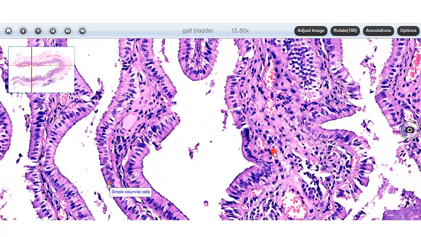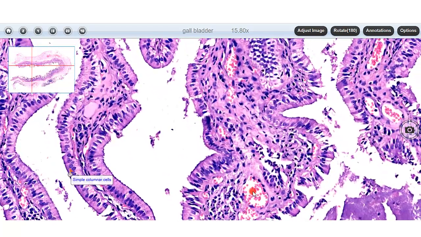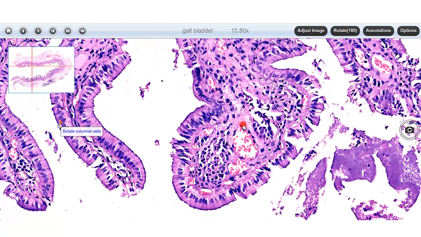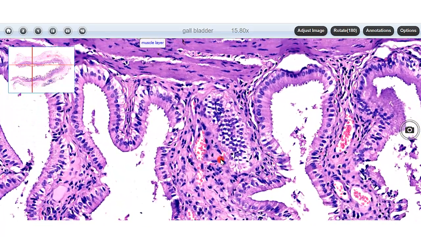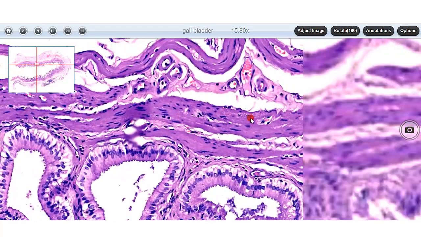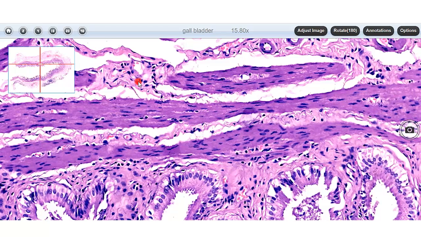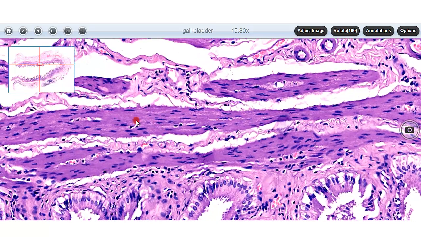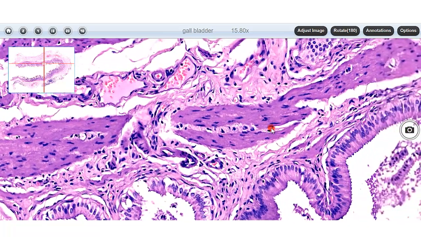Beneath the mucosal lining, there is lamina propria. This is the lamina propria. It has loose connective tissue, blood vessels, and lymphocytes. Then there is this muscle layer or the fibromuscular layer, which has collagen fibers and smooth muscle fibers arranged haphazardly.